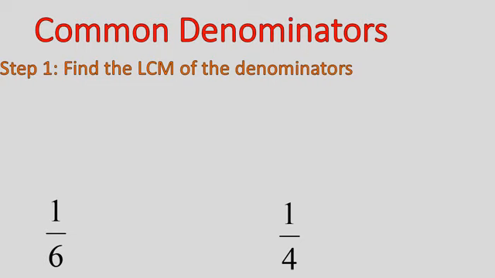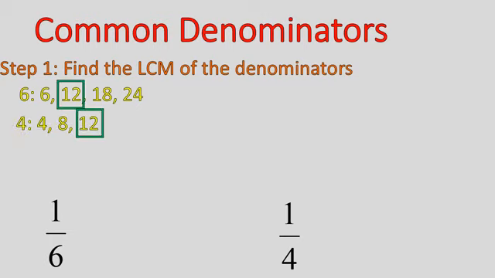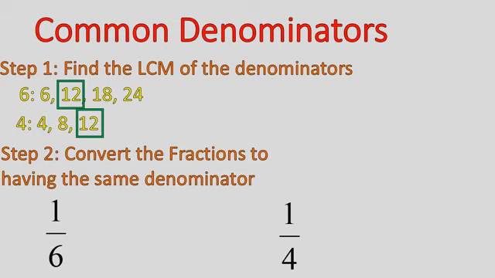Go ahead and try that one on your own. What is that least common multiple? You'll list the multiples of 6, then you'll list the multiples of 4, and stop when you have a common multiple. The common multiple in this case is 12. So I'm going to convert the fractions so they both have a denominator of 12.